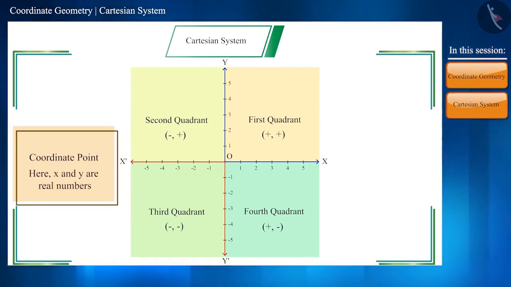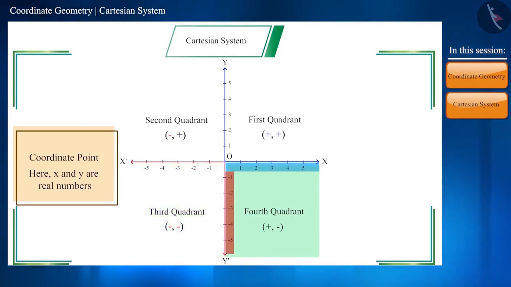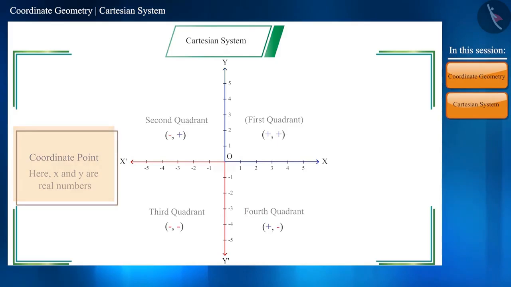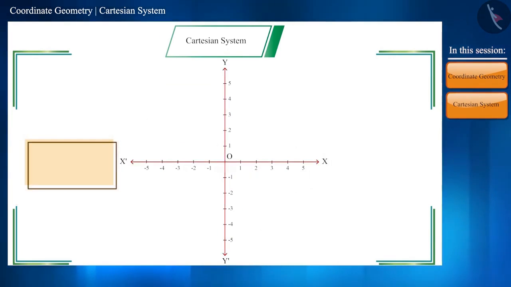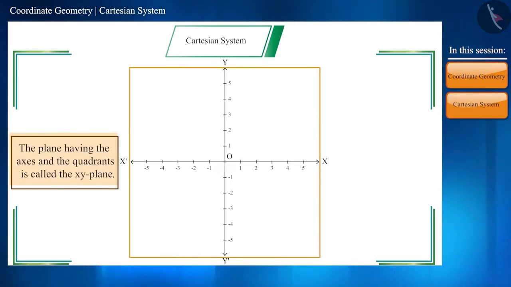The first number in this coordinate point represents the point on the x-axis and the second number represents the point on the y-axis. In the first quadrant, there are positive x and y-axis. So the points of this quadrant are represented in this way. Similarly, the signs of each quadrant depend upon the positive and negative x and y-axis of that quadrant. That is why these axes are called coordinate axes. And the plane in which these axes and quadrants are is called the XY plane.